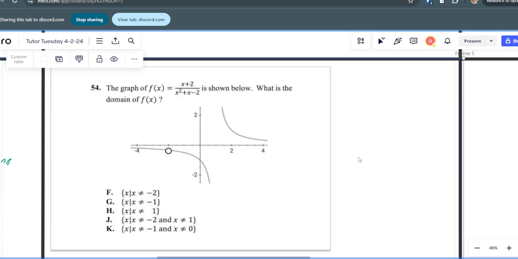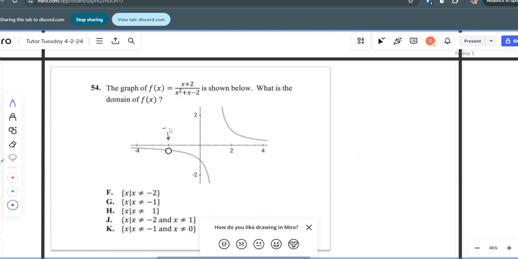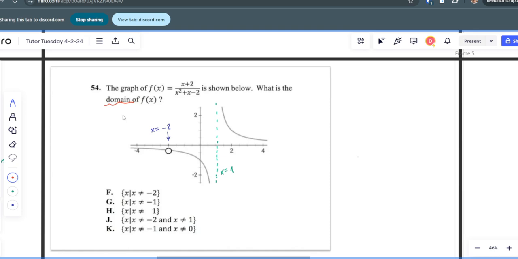This one says the graph of f of x equals x plus 2 over x squared plus x minus 2 is shown below. What's the domain of f of x? To me, it looks like there's a hole right here at x equals negative 2. And there's also a vertical asymptote at x equals 1. Those parts are not going to be included in the domain of the function because we really don't have any valid function values at those points. So really it should just be all x's except for x equals negative 2 and x equals 1.